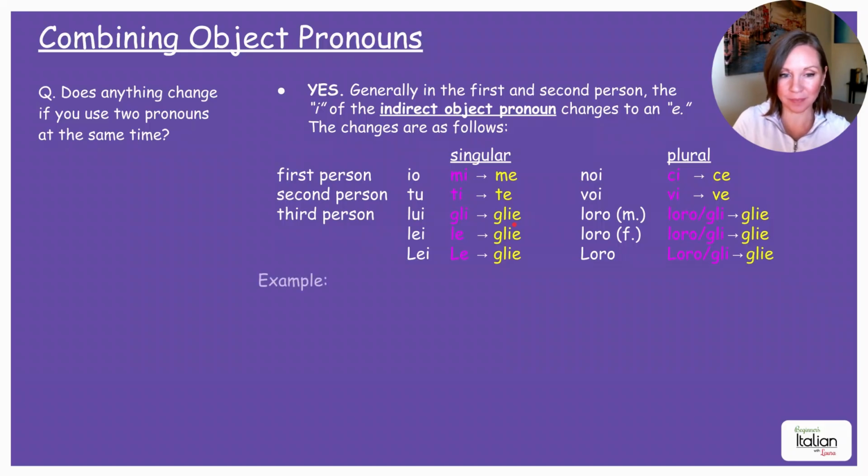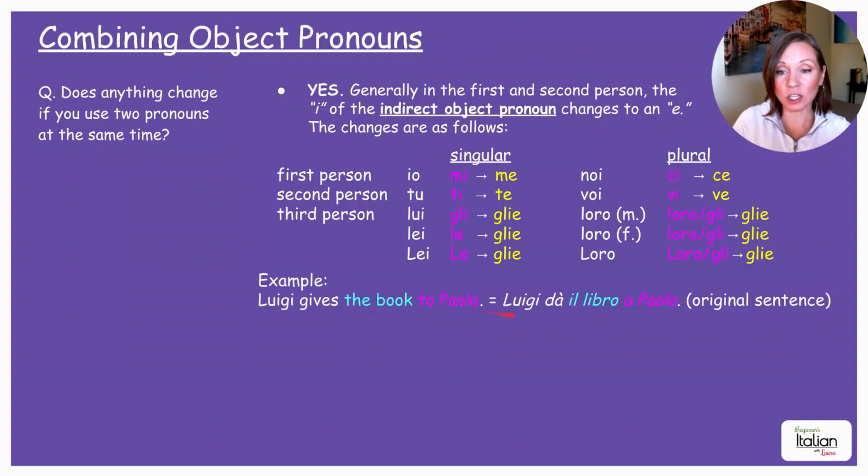For example, again, Luigi gives the book to Paolo. So Luigi dà il libro a Paolo is our original sentence. Luigi gives it to him. Luigi dà lo gli. That is not correct. Okay, that is incorrect. It doesn't even sound right to say it. So you cannot use these like this after the conjugated verb. Doesn't work like that.